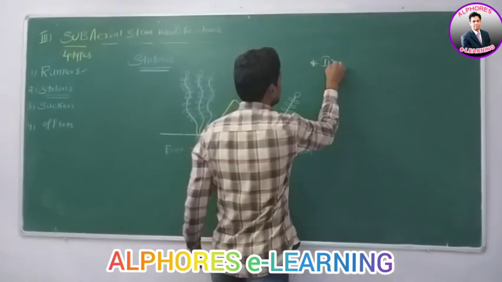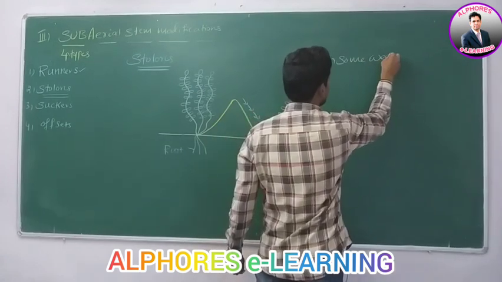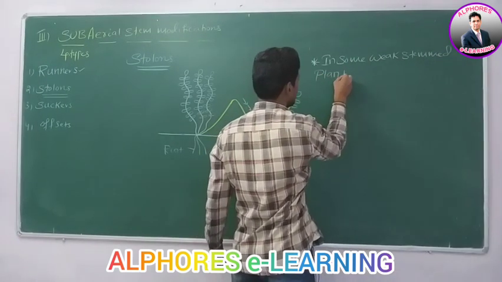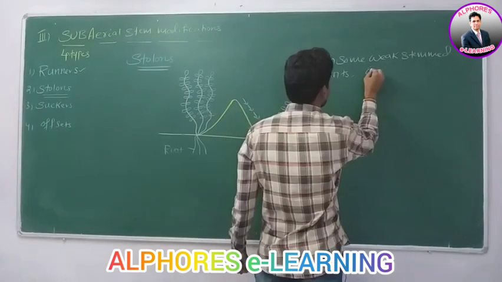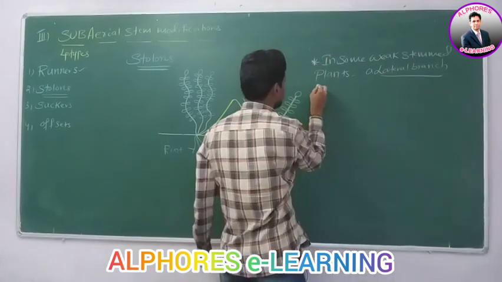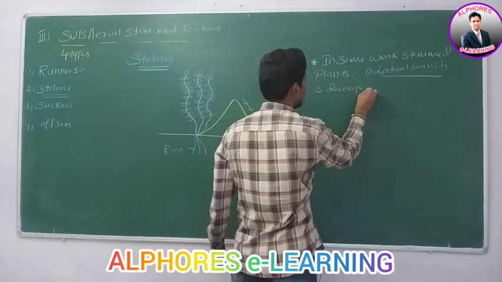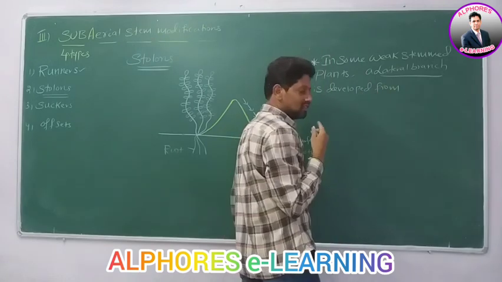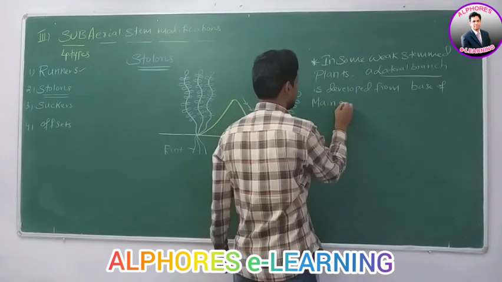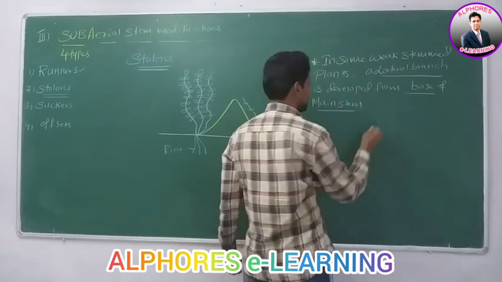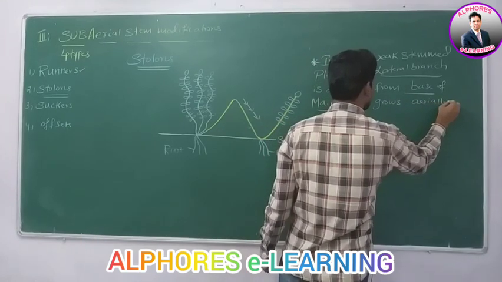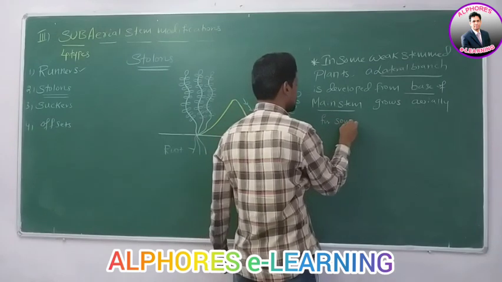In some weak stemmed plants, what is happening? A lateral branch is developed. From where, sir? From the base of the main stem. Base of what? Main stem. How does it grow? It grows aerially for some time.